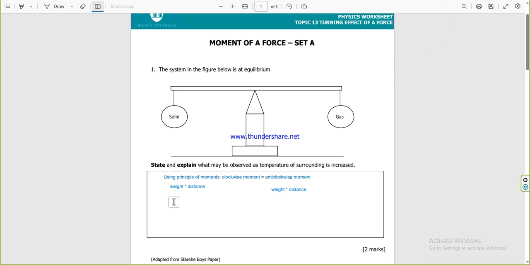Since the weights are equal, even though the temperature increases, only the volume changes, but the mass remains the same. Therefore, the weight will be the same. As a result, there will be no change recorded.